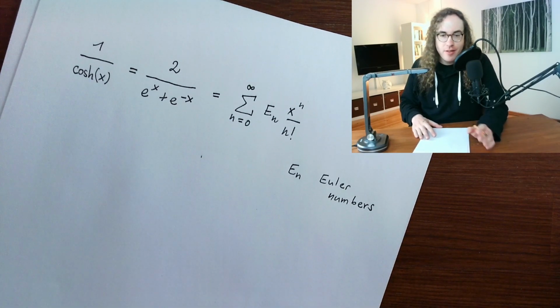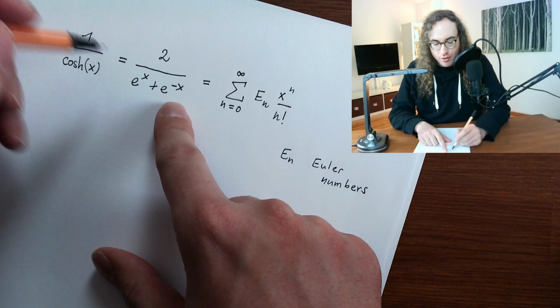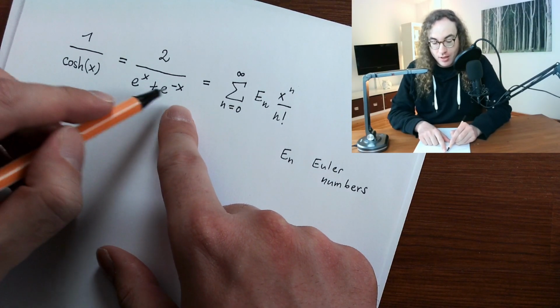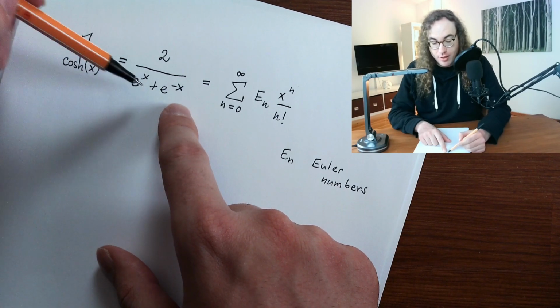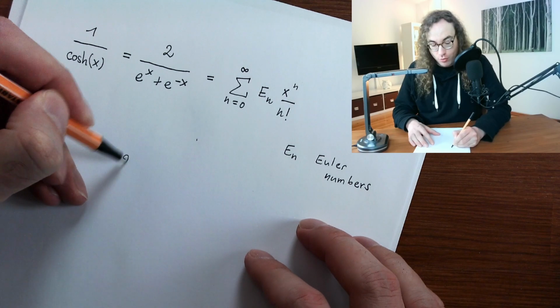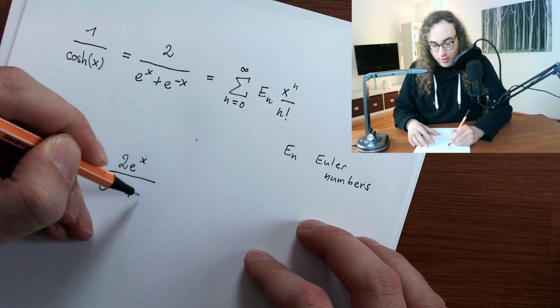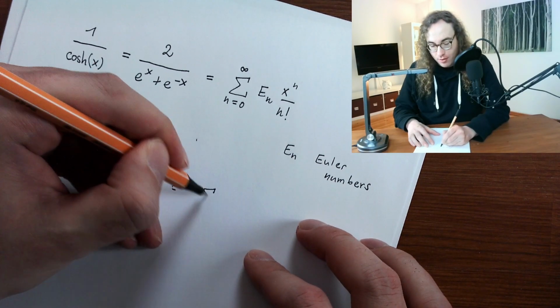To see why this is maybe interesting, it's good to rewrite this a little bit. So the first thing I could try to do is I could try to get rid of the e to the minus x here. And I can do this by just extending the fraction by e to the x. This gives me 2 times e to the x divided by e to the x plus 1 now. And this is still the same.